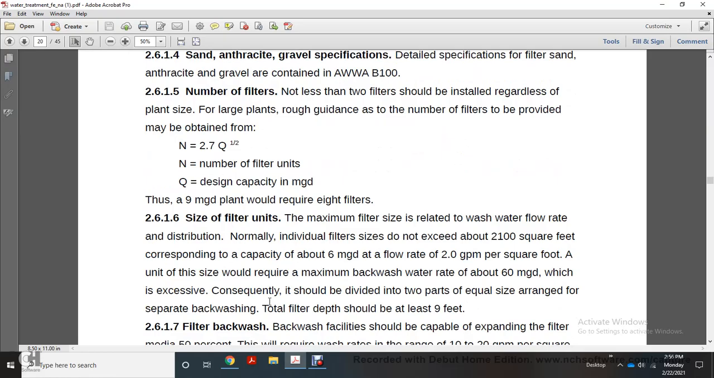So the filter unit's maximum size is related to the wash water flow rate and distribution. Normally, individual size does not exceed about 2,100 square feet, corresponding with a capacity of 6 MGD. The flow rate is 2 gallons per minute per square foot. A unit this size would require a maximum backwash rate of 60 MGD, which is excessive. Consequently, it should be divided into 2 equal parts, separating the backwash. Filter depth should be at least 9 feet.